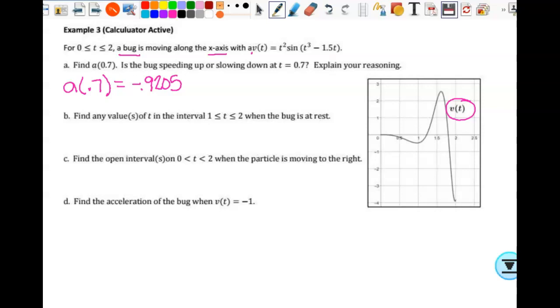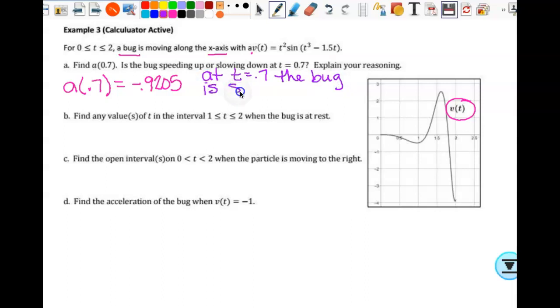So speeding up or slowing down is different than velocity increasing and decreasing, right? If you have positive acceleration, you are pushing on the gas. If you have negative acceleration, you are pushing on the brake, right? So if this is negative, am I speeding up or slowing down? Slowing down.